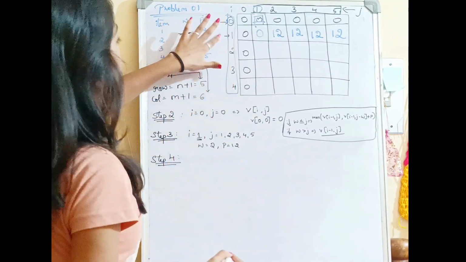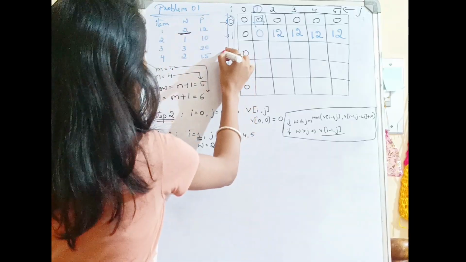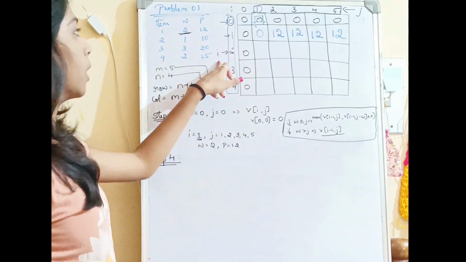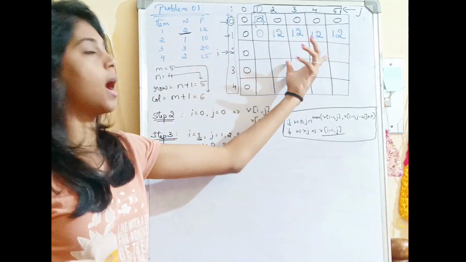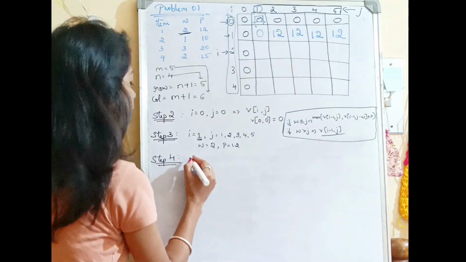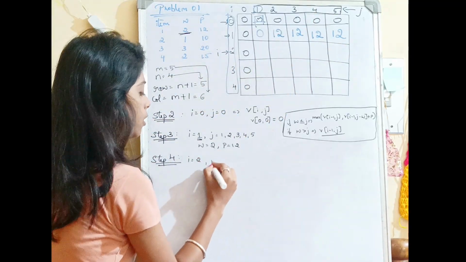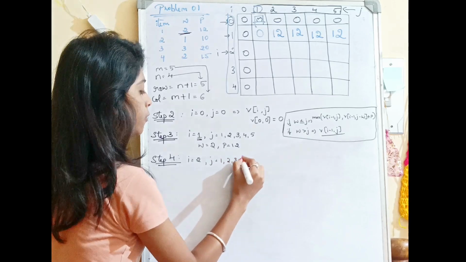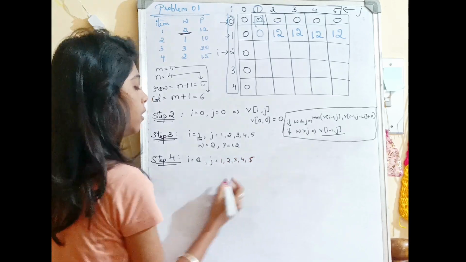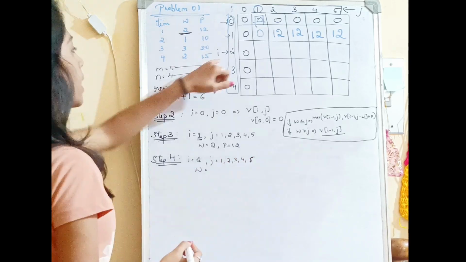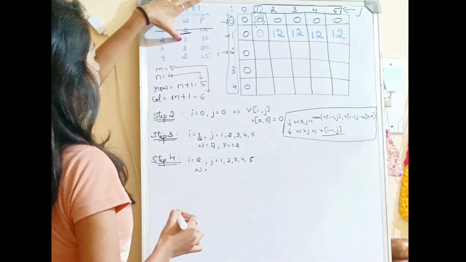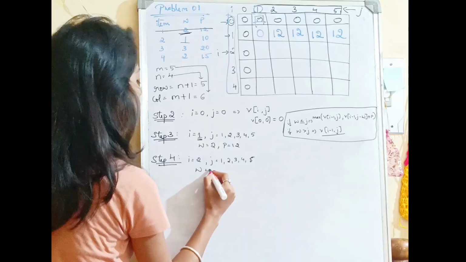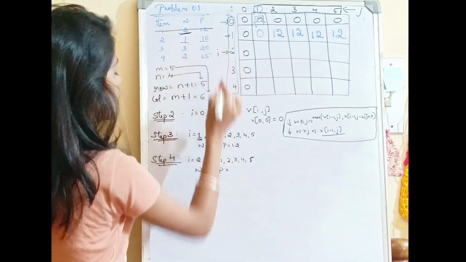Again i gets incremented. It is incremented to 2. Okay, j will remain the same because all the 1 to 5 blocks are empty. Just the i gets incremented, j is equal to 1, 2, 3, 4, 5. Okay, so the second item weight is 1, the profit is 10.